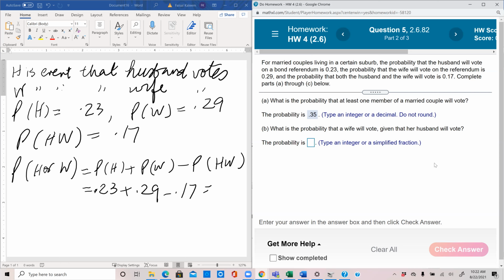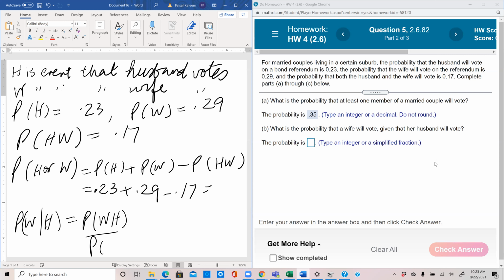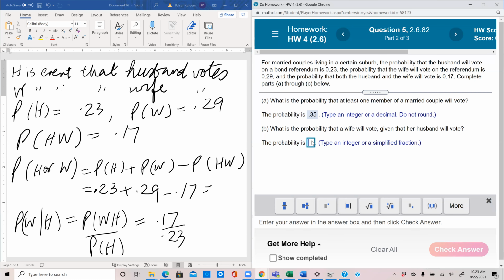What's the probability that the wife will vote given that the husband will vote? So probability of wife given husband will be done by the conditional probability rule. Probability of wife and husband divided by probability of husband. So that's 0.17 over 0.23. So the fraction is 17 by 23.